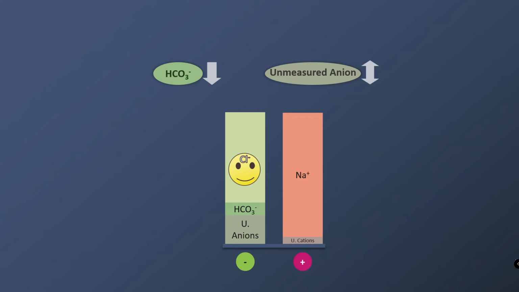It is not important here to discuss how chloride is increased, but the concept is that chloride is increased in order to maintain electrical neutrality, and because chloride is increased and unmeasured anions are normal, the anion gap will remain the same. Anion gap will remain normal, right?